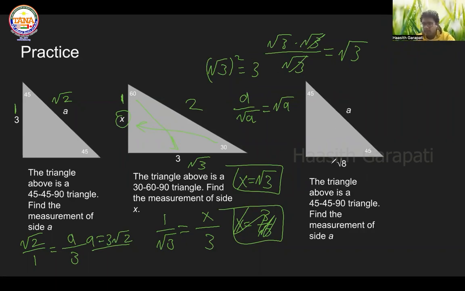Okay, the next one, 45, 45, 90 triangle. Okay, what is the value of side A? Okay, it should be pretty simple. In fact, we can just skip ahead and just do root 8 times root 2. When it comes to roots, you can multiply the terms inside of them. So you get root 16, which is equal to 4.